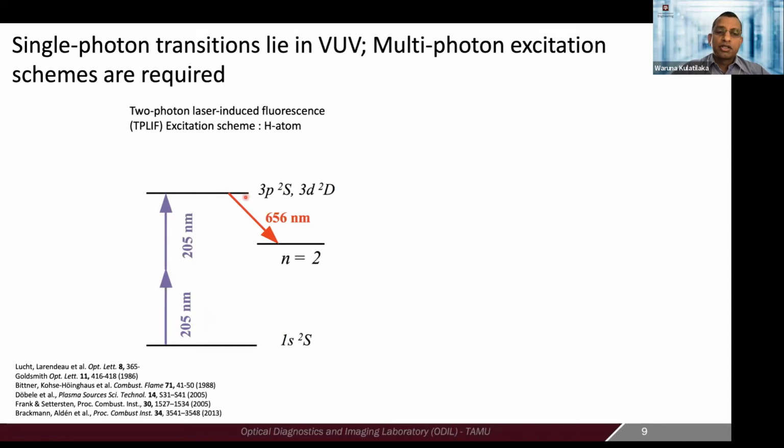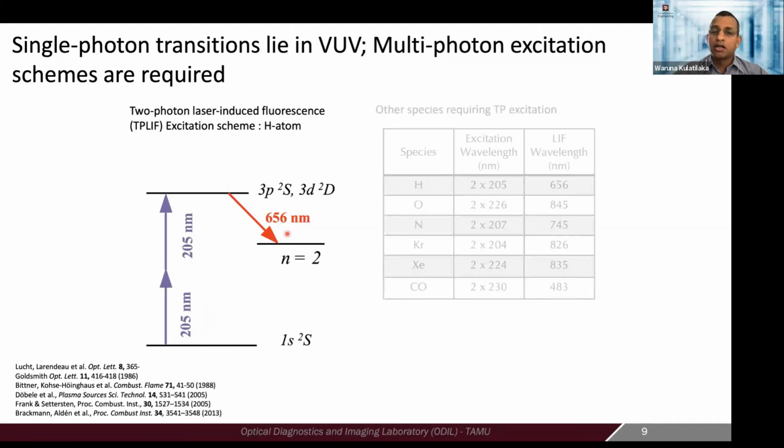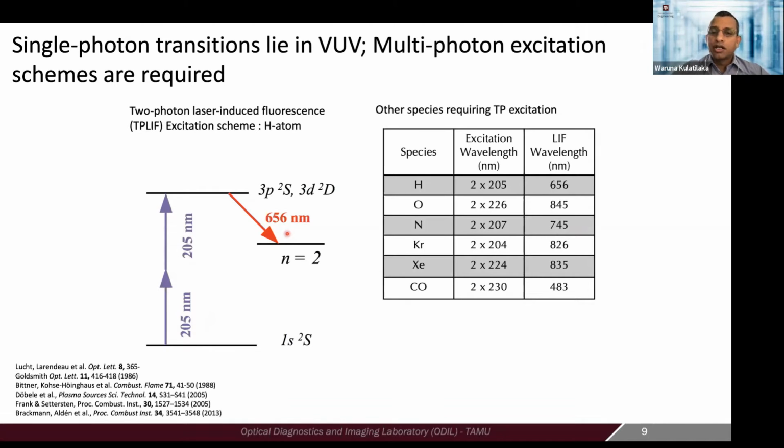And then you can look at the fluorescence emission, in this case the H-alpha line at 656 nanometers, as our signal. So it's relatively simple to explain that way, but you can also use the same technique for other atoms, and you just tune to the particular energy level of the different atoms. So if you want to do oxygen atom, you go to 226. If you do nitrogen, you go to 207.